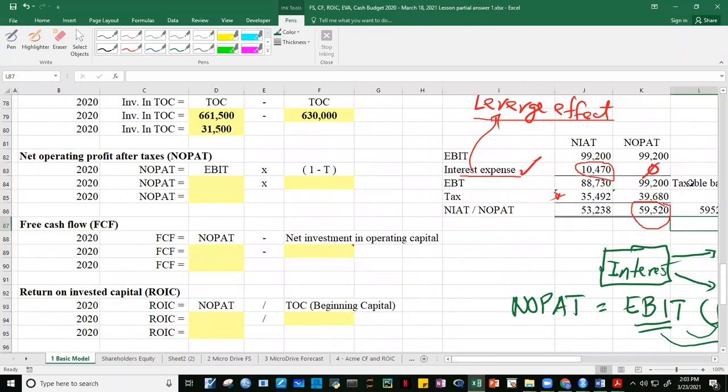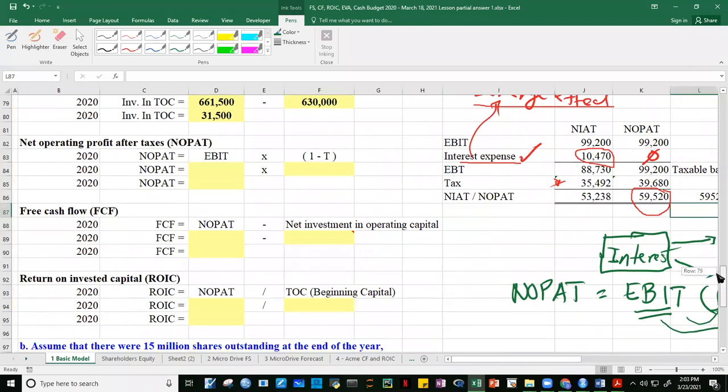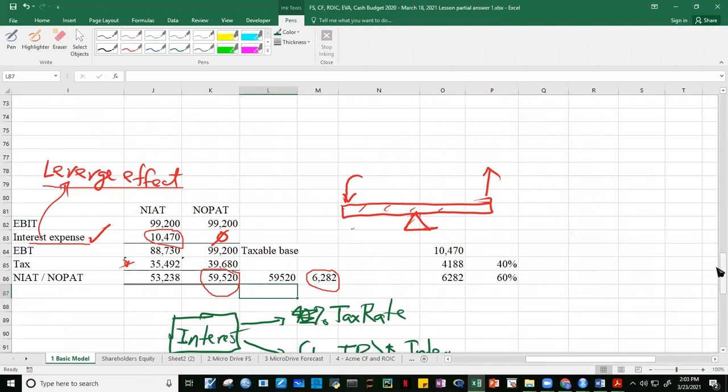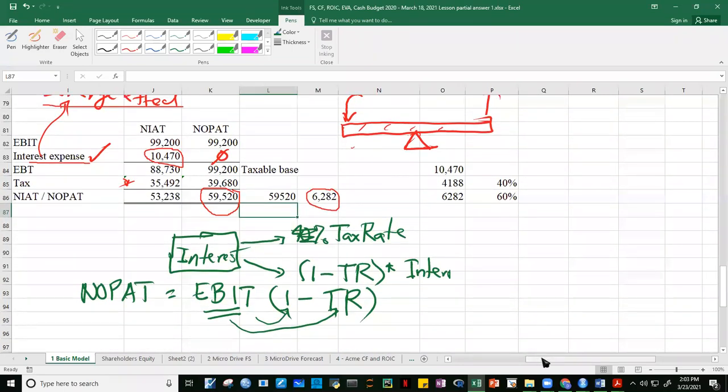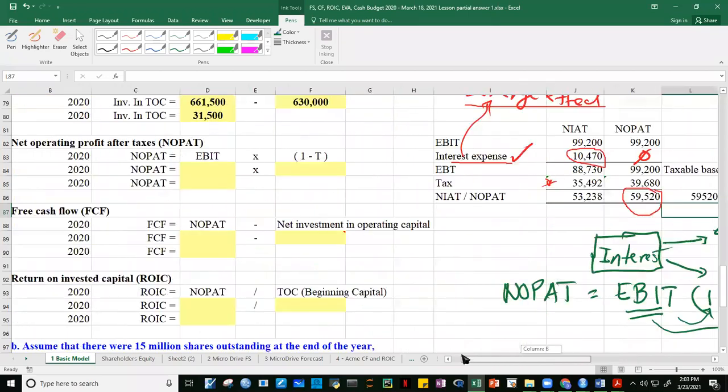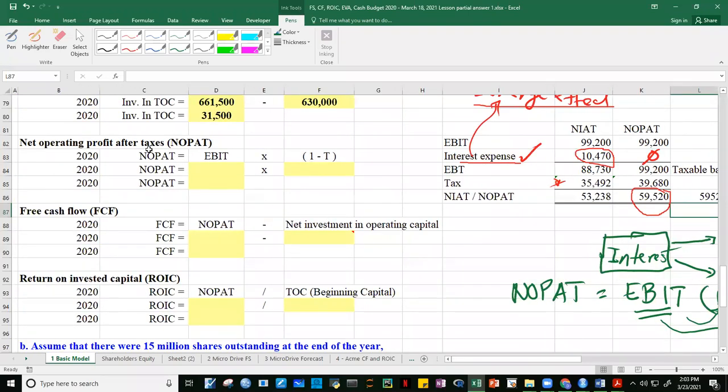Okay, guys, clear so far? Okay, any questions? Sir. Okay. Right, so I hope the concept of net operating profit after tax is clear.